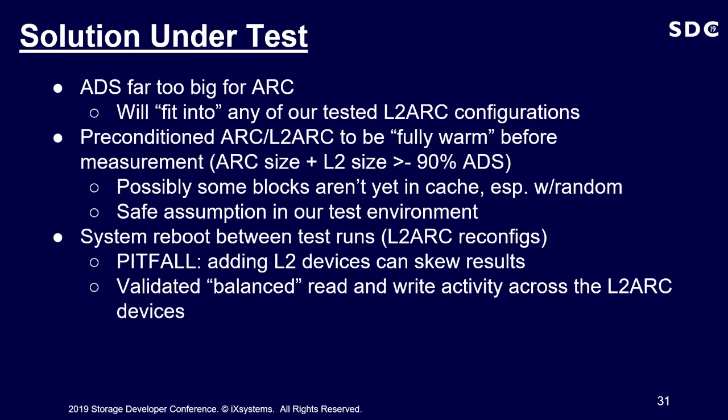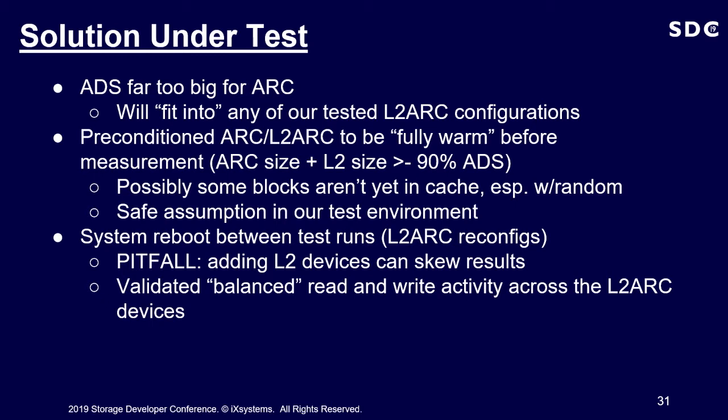If you add L2ARC devices, they can skew results. Now, this is only a pitfall in a testing environment, because in a deployed production environment, you want to add a second L2ARC device, you put it in there and add it, and over a very long period of time, that first L2ARC device may be very full, and if it's a big NVMe SSD, three or so terabytes, it's going to take a while, and then the other one is basically empty, it's going to take a while to load level along those.